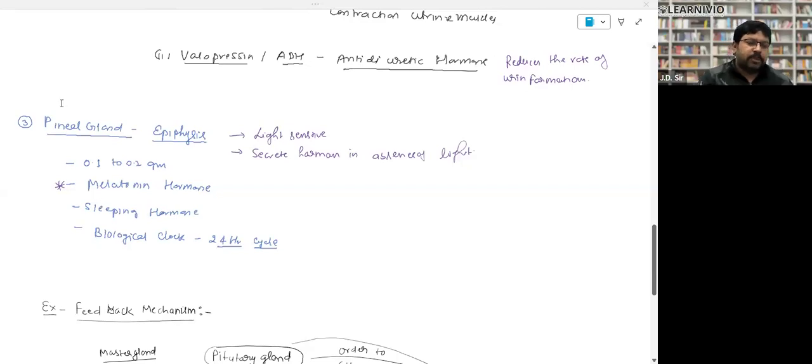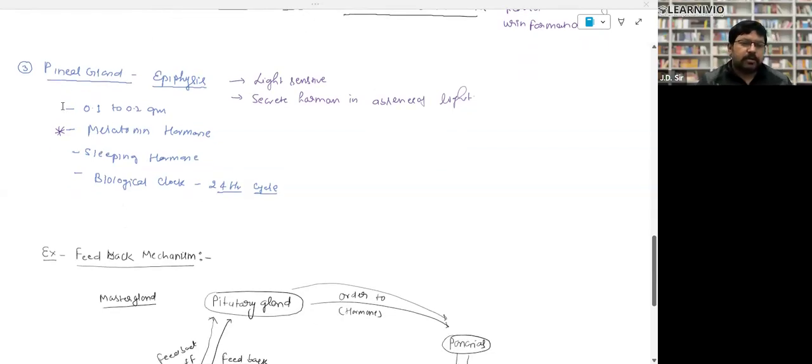Great. Now come to the pineal gland. The pineal gland is one of the smallest glands after the pituitary gland. This is a light-sensitive gland, and it secretes a hormone in the absence of light. When our eyes are open and light is going inside through the cornea, it won't work. When we close the eye, the light entrance stops and it starts working. It releases a hormone called melatonin, and its size is 0.1 to 0.2 gram. This hormone is responsible for sleeping, so it is called the sleeping hormone.